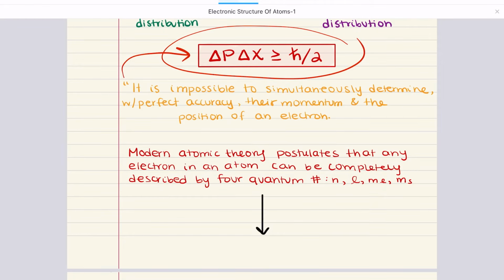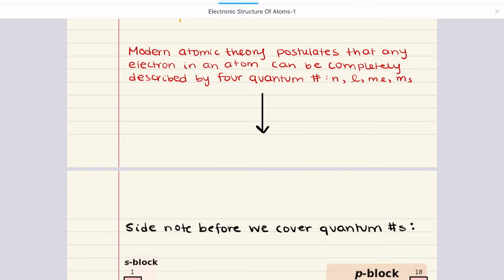Now, modern atomic theory postulates that any electron in an atom can be completely described by the 4 quantum numbers. And to properly understand this concept, we're going to have to learn a couple of things in a specific order.